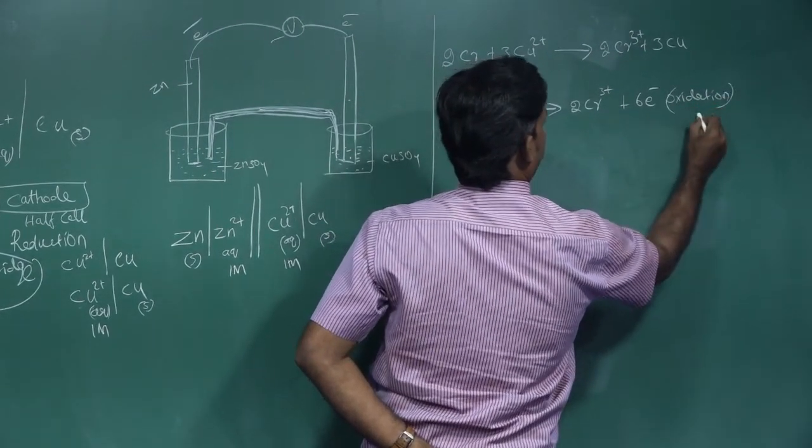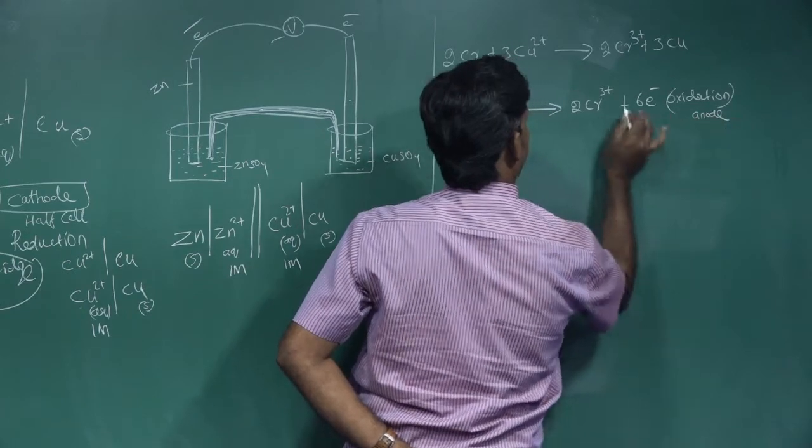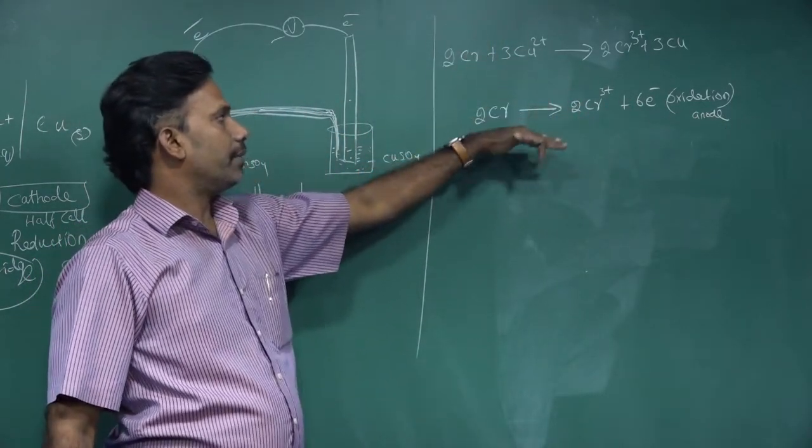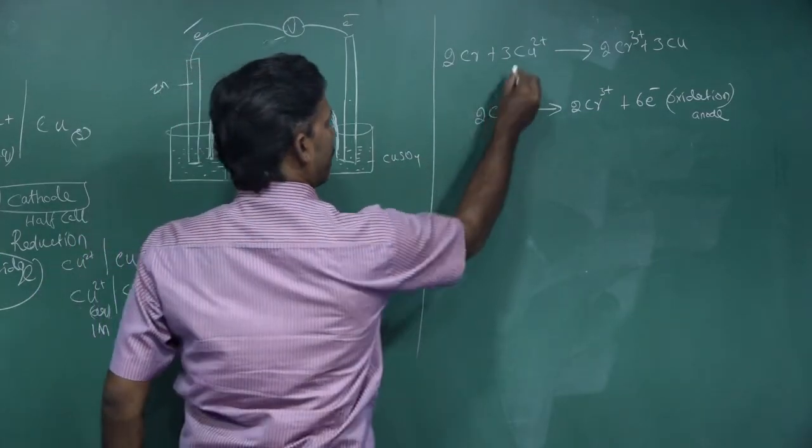Oxidation takes place at the anode. This is called the anode reaction. The process is oxidation, the anode process, the anode reaction. Then what happened to copper?